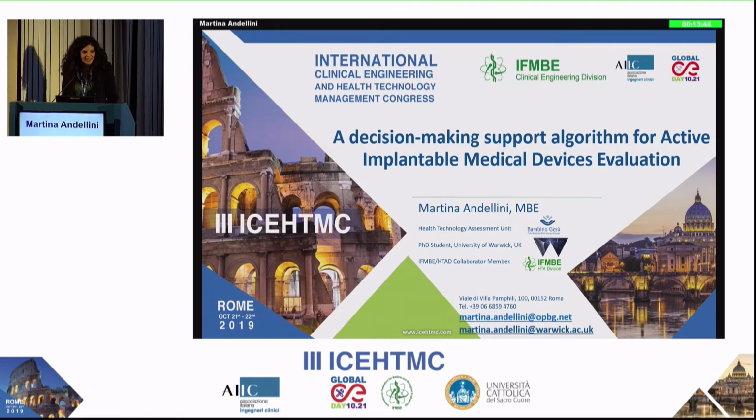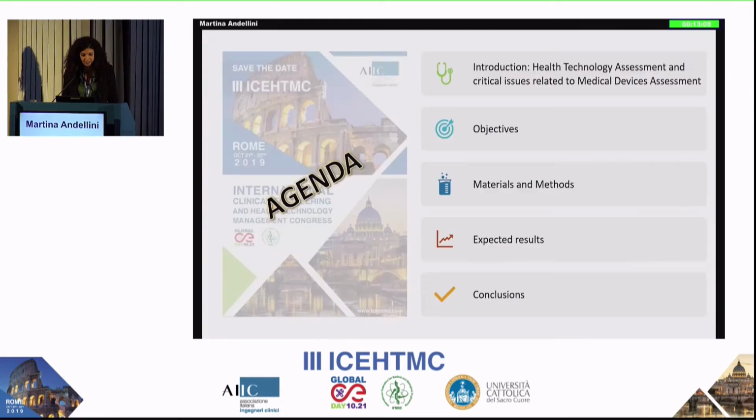I am Martina Andellini. I'm a biomedical engineer and I work in the Health Technology Assessment Unit of Bambino Gesù Children's Hospital in Rome. I'm also a PhD student at the University of Warwick in the UK and an IFMBE Health Technology Assessment Division collaborator member. The work I'm going to present is a hospital-based health technology assessment study about the implementation of a decision-making support algorithm for the active implantable medical devices evaluation.